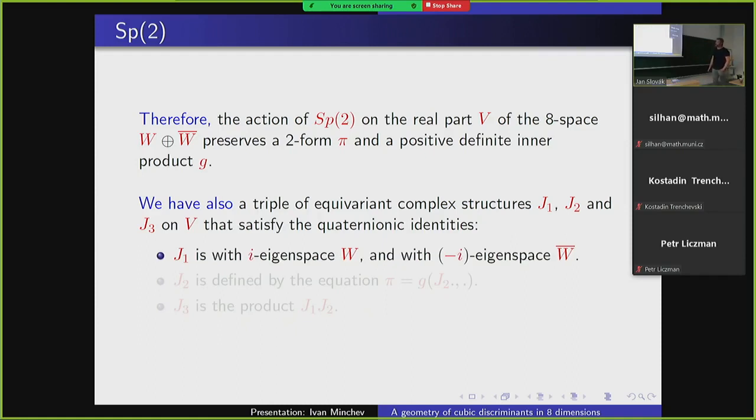And then, of course, we automatically get also a triple of almost complex structures on this vector space, J1, J2, J3. Very easy. So J1 just corresponds to the splitting W, W bar. These should be the eigenspaces for J1. J2 we obtain by playing with the 2-form and g, so g times J2 should give us the 2-form. Pi is the invariant 2-form on V, and then J3 is just the product of J1 and J2. So all these are Sp2 invariant objects on our 8-dimensional vector space V.